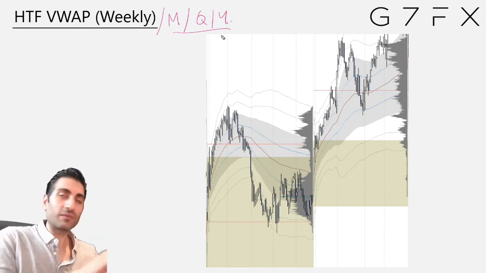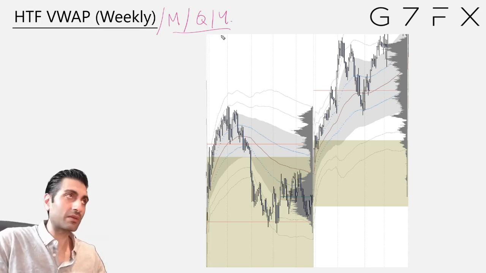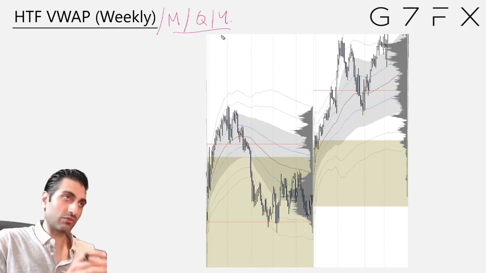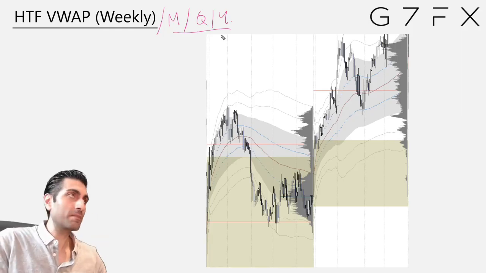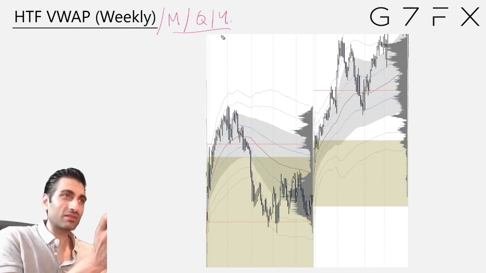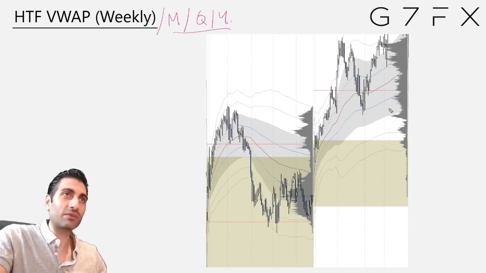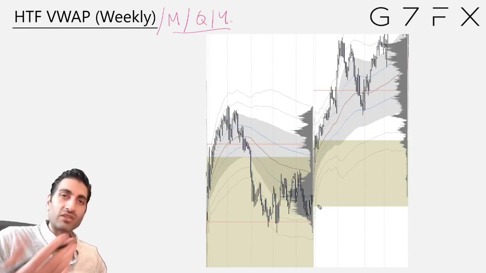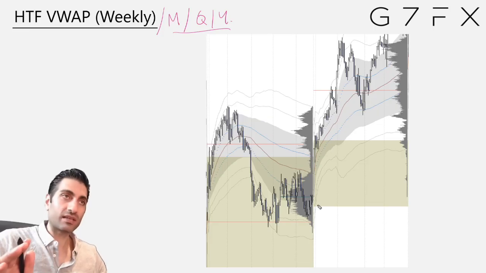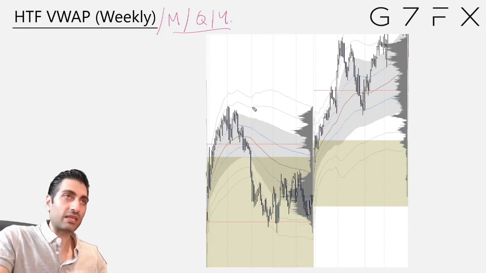Just to repeat the point, this is the higher time frame VWAP section, okay? I've just put weekly here because it makes sense. Otherwise, I'll have weekly, monthly, quarterly all on one slide. It's going to be all over the place. And as you'll see, the principle is exactly the same, all right? So firstly, you can see I do use all the bands, right? So you can see here.